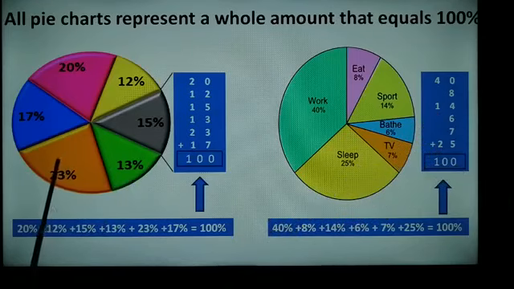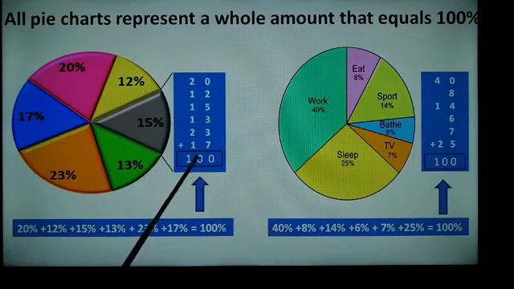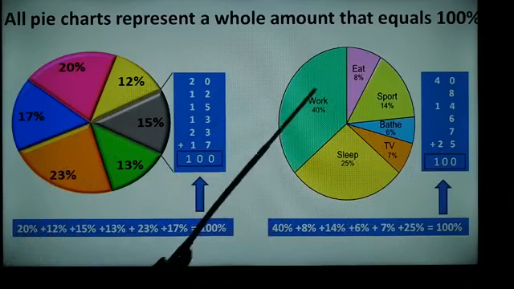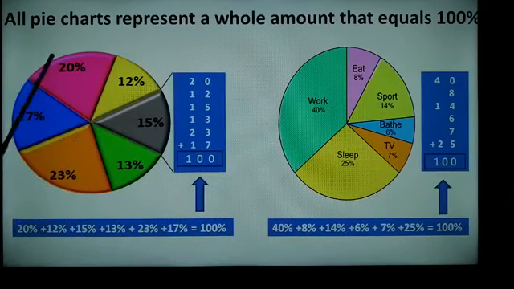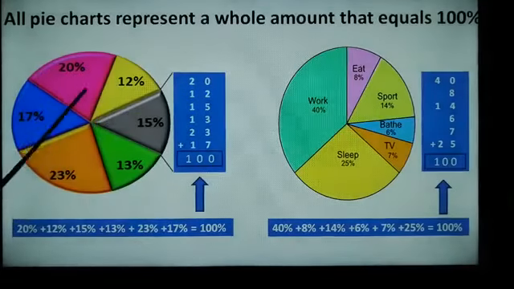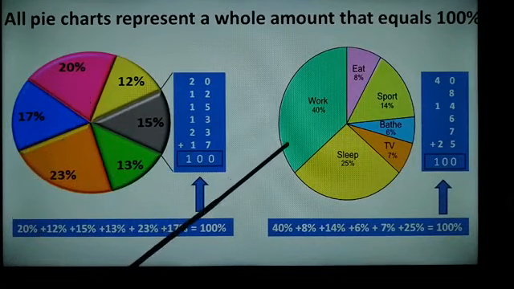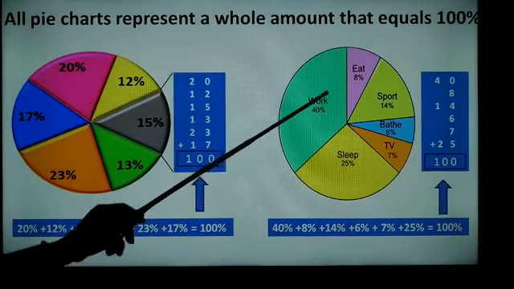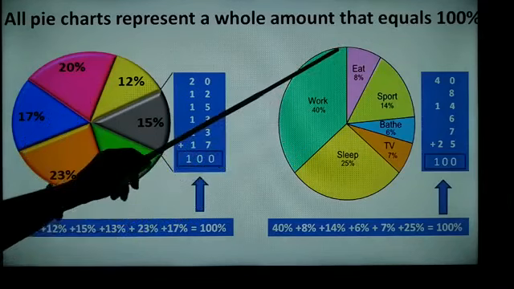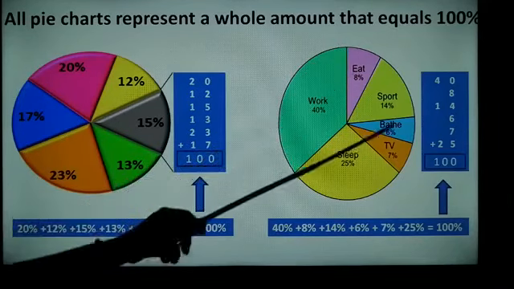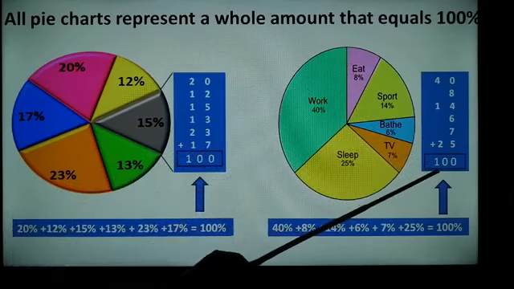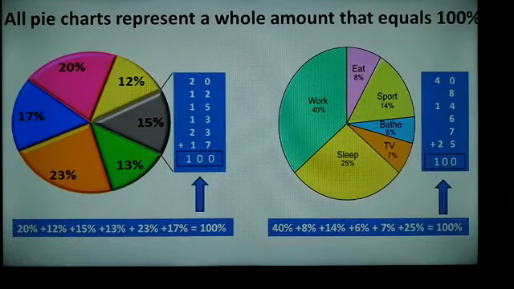You can compare these two pie charts. Both are getting the total 100, isn't it? But are the slices the same, or the sectors the same? No. It depends on the given data, here it is 20, 12, 15, 13, 23 and 17. This data is not matching with this one. Here most of the portion, see, 40% is the big slice here, isn't it? But when you add up all, you will get what? 100%. I think now you are clear with the pie chart.